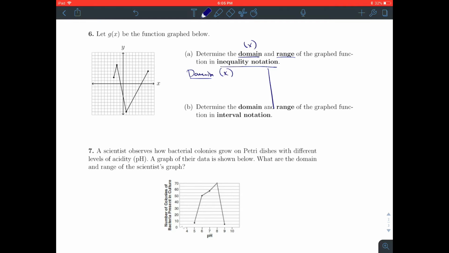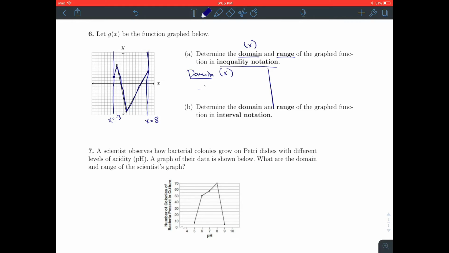Sorry, domain, here we go. So looking at our graph, we have all of these x values. Well, every point has x and y values, but all the x values of these points fall between this x value and this x value. So we have x equals -3 as the lowest x value that appears, and x equals 8 as the highest.